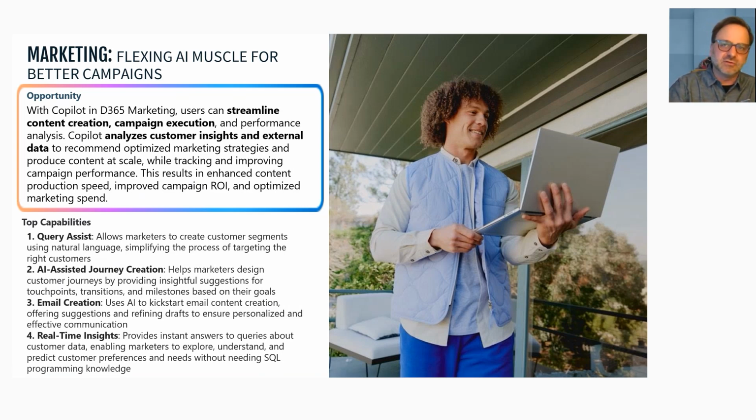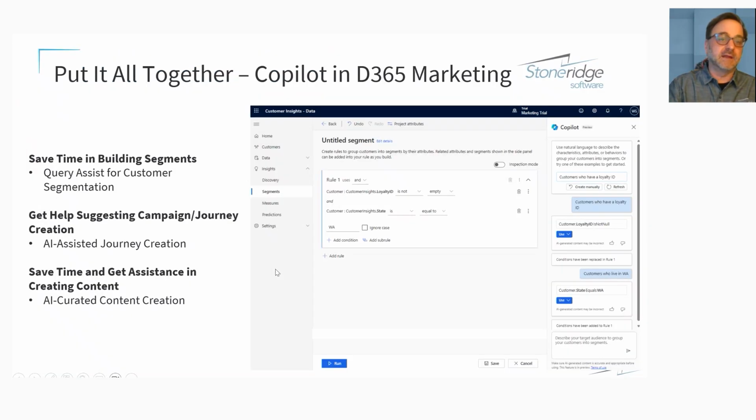It unleashes your creativity and your vision and lets you focus on that creativity. So some of the key capabilities that come embedded in Dynamics 365 Customer Insights, your marketing system, are Query Assist for building segmentations, AI-assisted journey or campaign creation, email creation, just like in sales, and real-time insights into that marketing data. So let's put that all together and think of some real-life use cases.